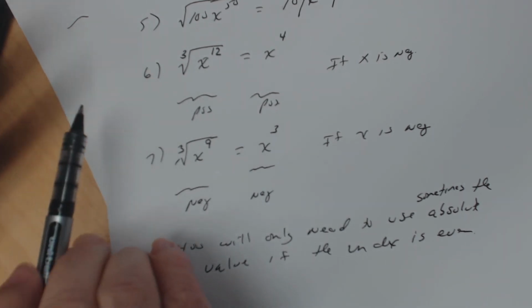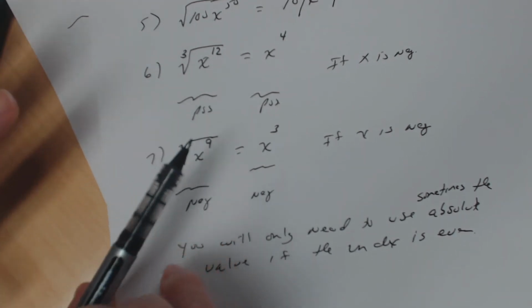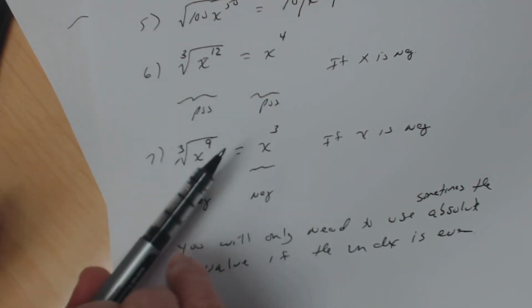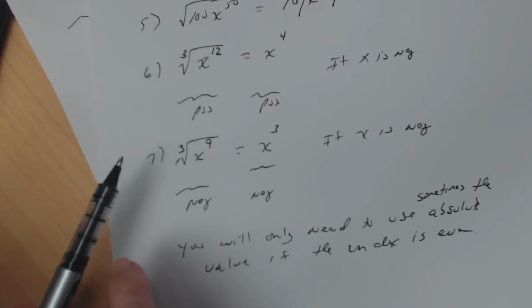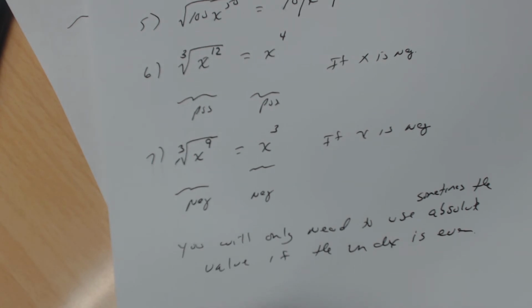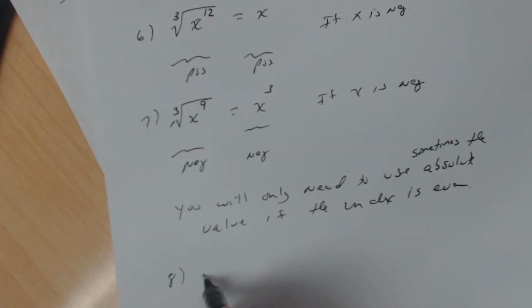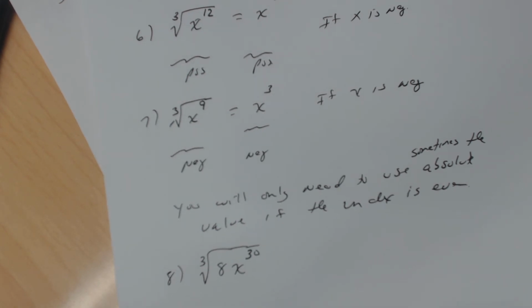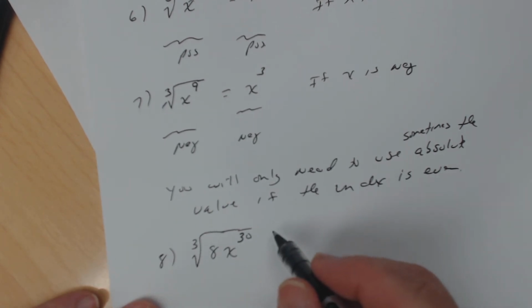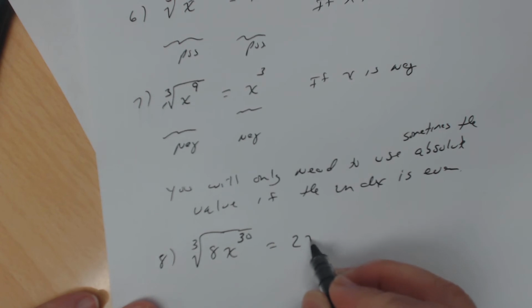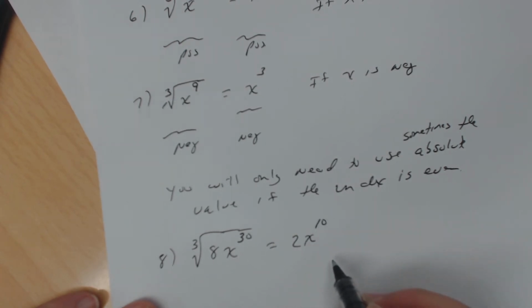Now in this section, we're only going to focus on square root and cube root. So the cube root, you're not going to worry about. The even root, you will. Okay. So number 8. Suppose I had the cube root of, let's say, 8x to the 30th power. Well, the cube root of 8x to the 30th power is going to be 2x to the 10th power.